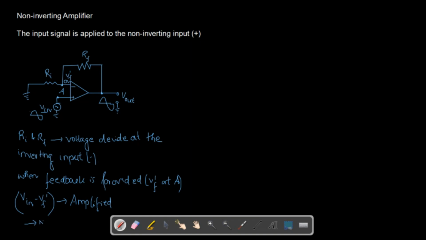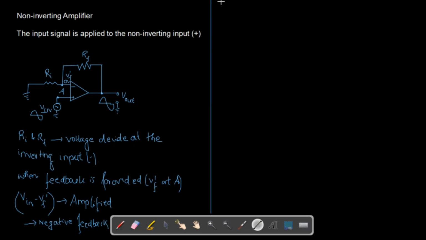Why do we call it a negative feedback? Maybe a good question to ask. 2 marks question. Negative feedback. So the question might be, what is the idea of negative feedback when we are considering a non-inverting amplifier? Okay, so just try to understand this. Provide a feedback, the difference between them gets reduced, and that gets amplified. Okay, so that's important. So let's just go for voltage gain.